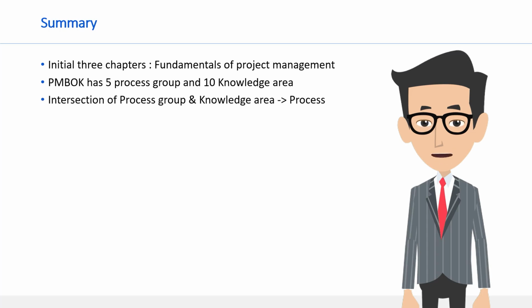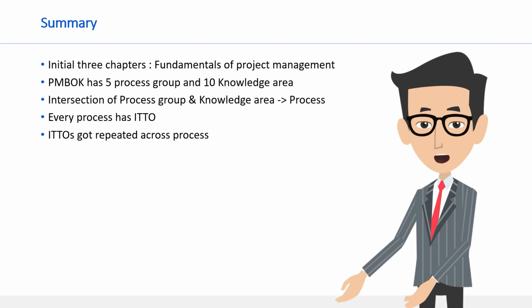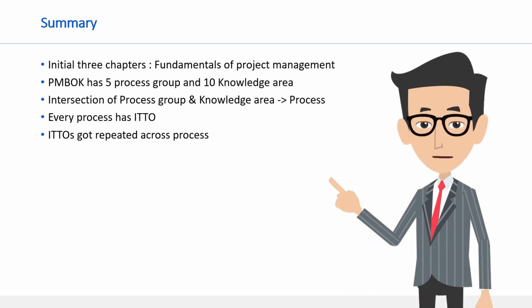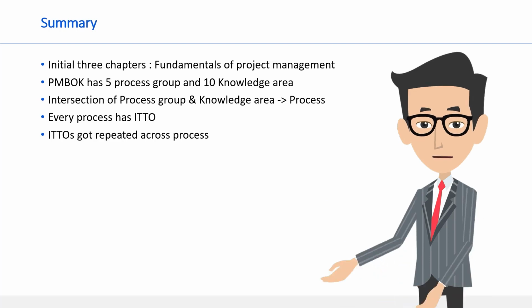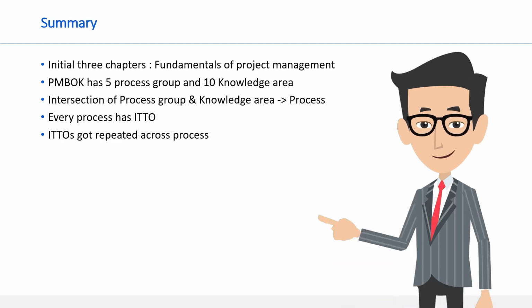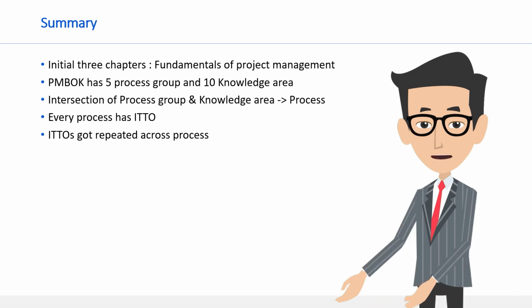At the intersection of the process group and knowledge area, there are some processes, but not necessarily at every intersection. At the same time, intersections can have one or more processes as well. Each process will have inputs, tools and techniques, and outputs. Each input, tool and technique, and output will have multiple elements in it. Those elements may be repeated across other processes. Explanation, information, and details about the elements may vary depending on the context. That's all we have in the PMBOK. Not really, but the majority of the PMBOK.